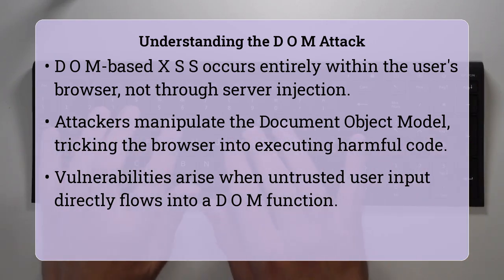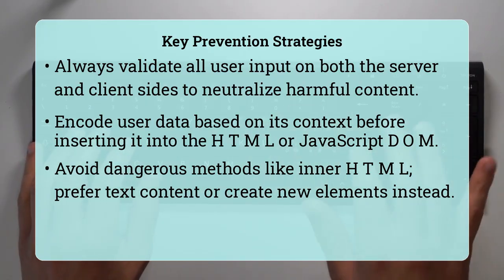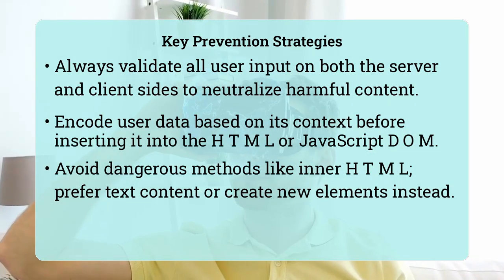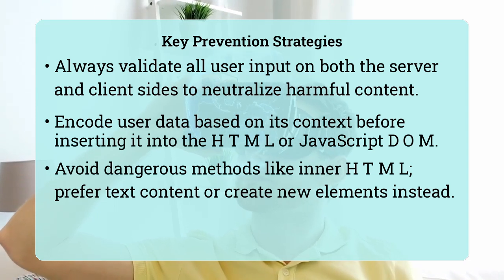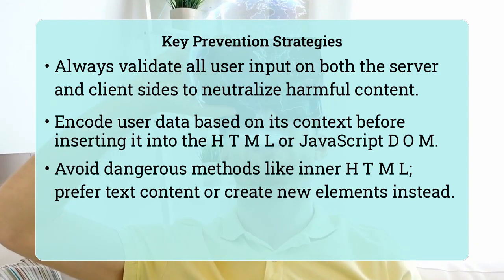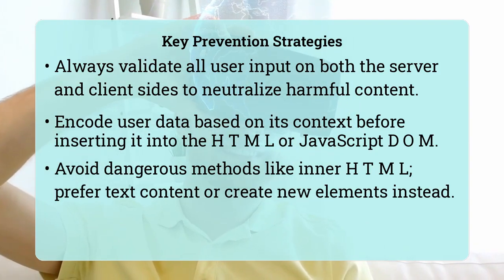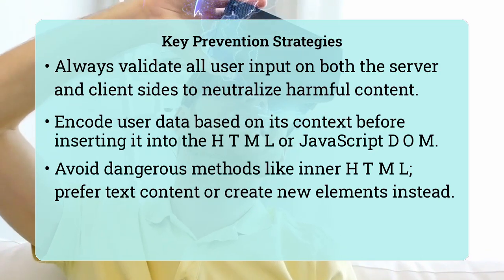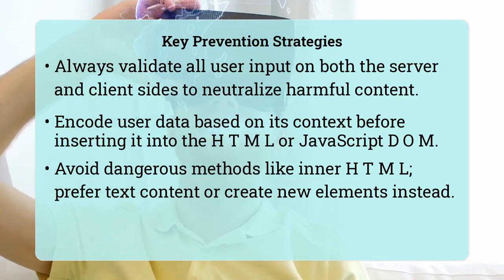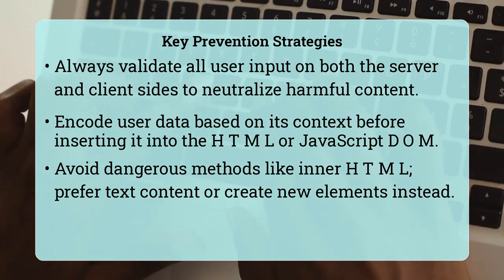For example, if inserting into an HTML element, use HTML entity encoding. If inserting into a JavaScript string, use JavaScript string encoding. Avoid using DOM methods and properties like innerHTML or document.write directly with untrusted data. Instead, favor safer alternatives such as textContent, setAttribute, or creating new elements and appending text nodes.